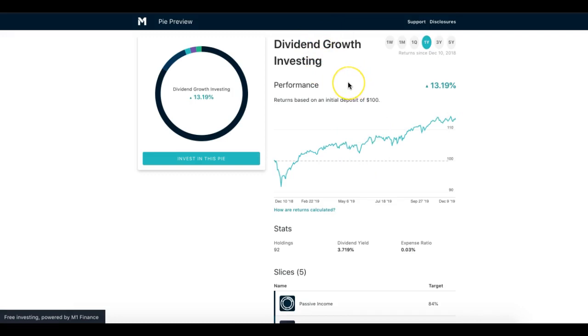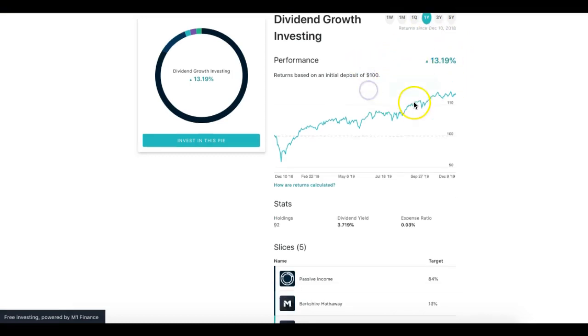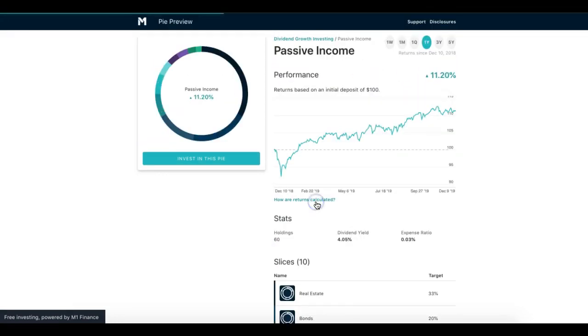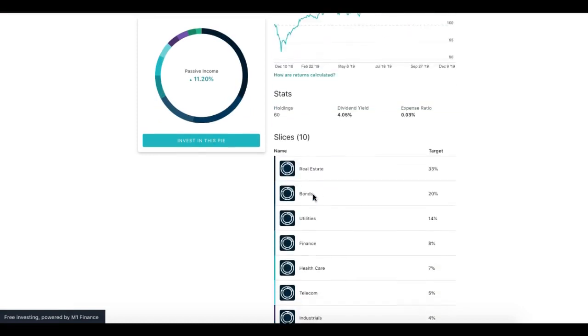And for those that don't know, anything over 6 to 7% a year is considered really good. So being up 13% this year is actually really great. So let's get into the portfolio.